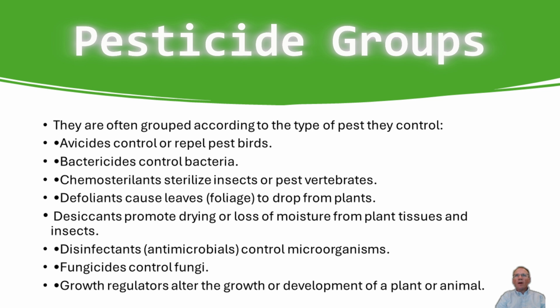Avicides control or repel pest birds, bactericides control bacteria, chemosterilants sterilize insects and pest vertebrates, defoliants cause leaves and foliage to drop from plants, desiccants promote drying or loss of moisture from plant tissues and insects, disinfectants and antimicrobials control microorganisms, fungicides control fungi, growth regulators alter the growth or development of a plant or animal.